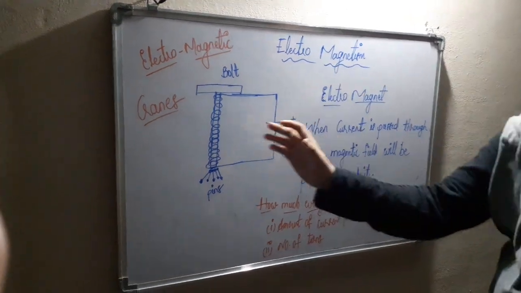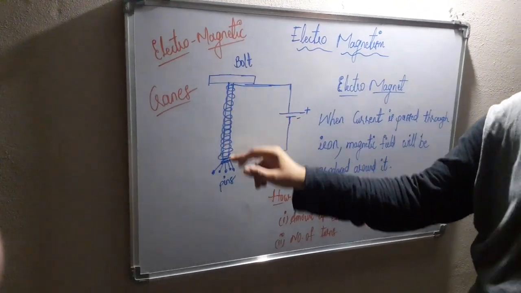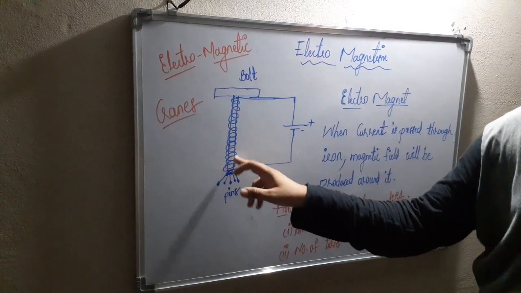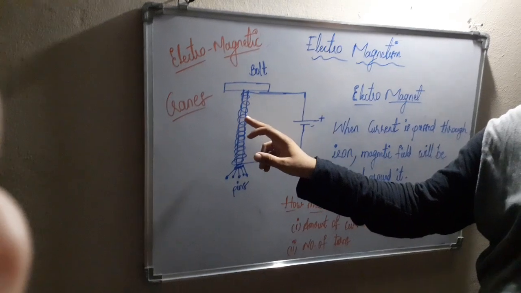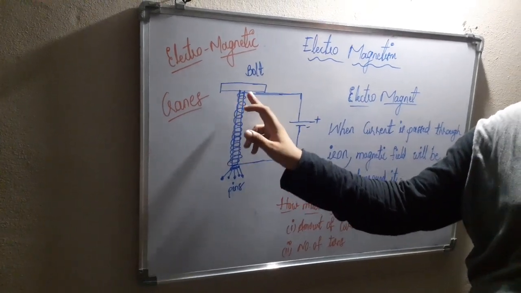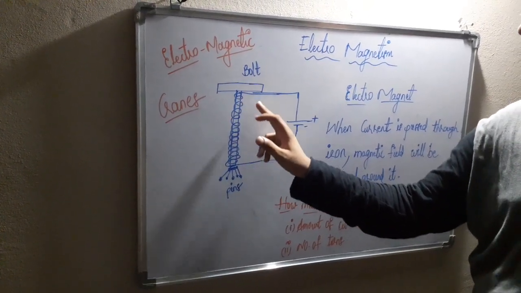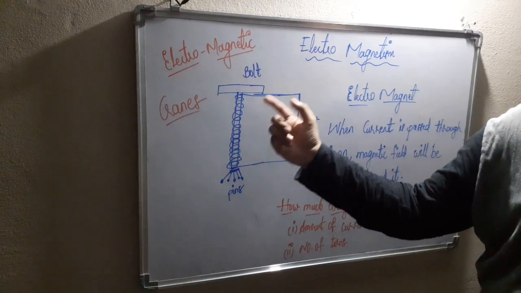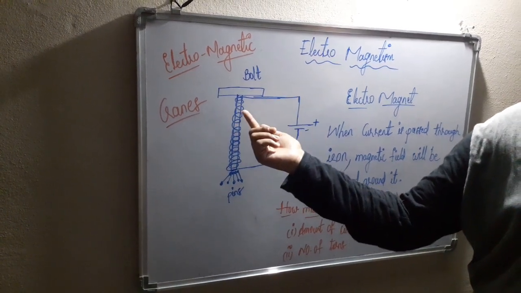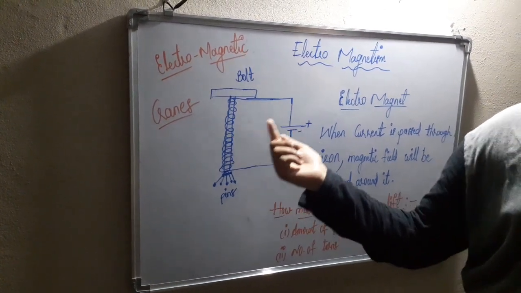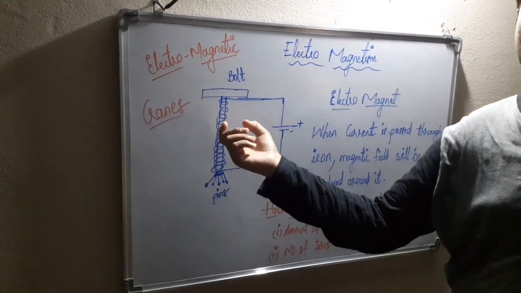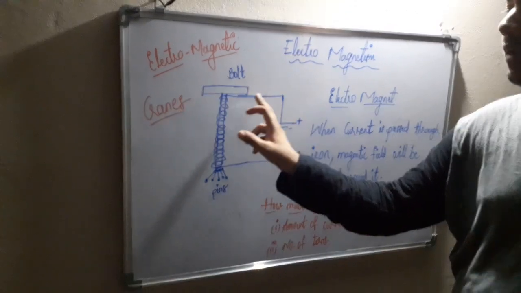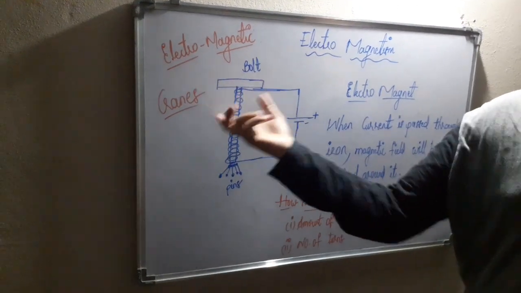So here, if you take a bolt and wind a copper wire around the bolt, and pass current in this copper wire, then whenever you pass current through the copper wire, a magnetic field will be generated around the wire. This magnetic field will make the bolt behave as a strong magnet.